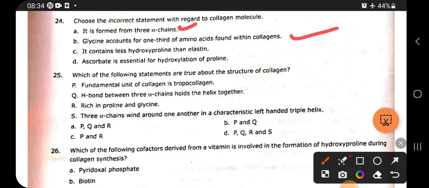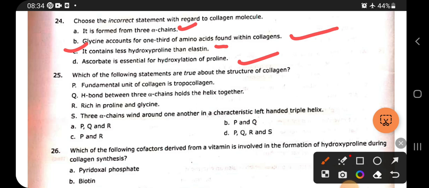C, it contains less hydroxyproline. This is debatable. D, ascorbate is essential for hydroxylation of proline. So basically you've got three options which are correct. It's asking for the incorrect statement, so first of all, it will be C. And for a second reason, if you want to explore more, elastin always has less hydroxyproline as compared to collagen. Collagen has a lot of hydroxylation on proline, whereas comparatively elastin does not contain that much hydroxylation.